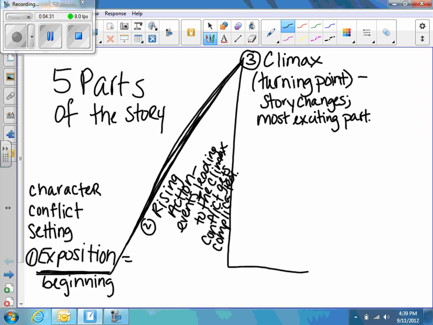Now, in our books, a lot of people think, well, because the climax is the third part of the story, that it's in the middle of the book, and that's not the case. The climax is actually more towards the end of the book. Most of the book, like I said, is going to be your rising action. Most of the book will be the rising action. And the climax is only one part. It is not many events like the rising action, it is one part. It is one thing. It is one event.